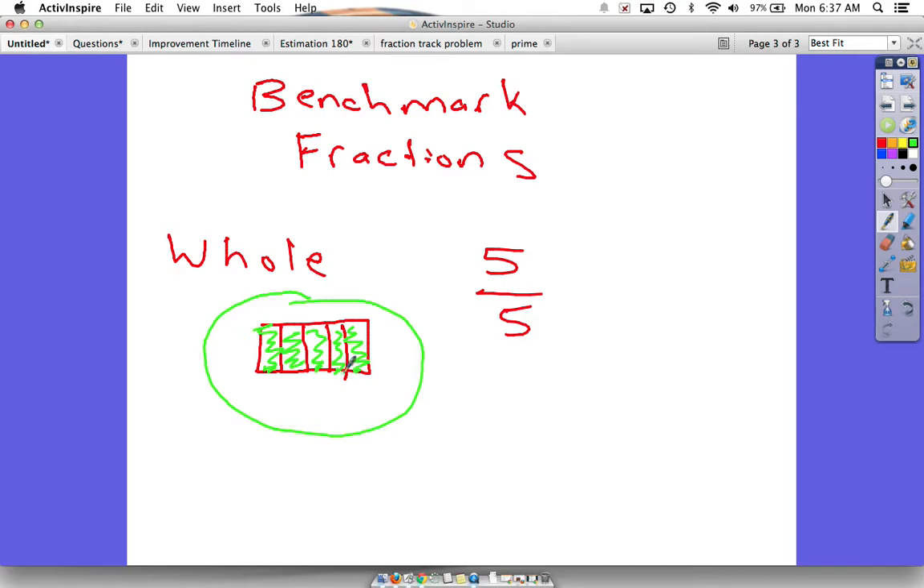So if this was one of our brownie pans, that means I have 5 brownies out of the 5 that are cut into the pan, which means I have every single brownie. Another example would be 8 out of 8, or 100 out of 100. Doesn't matter how big or small the numbers are, if the top number and the bottom number are the same, that means you have the whole thing, no matter how many pieces it's cut into. So be on the lookout for a numerator and a denominator that are the same. That represents one whole.